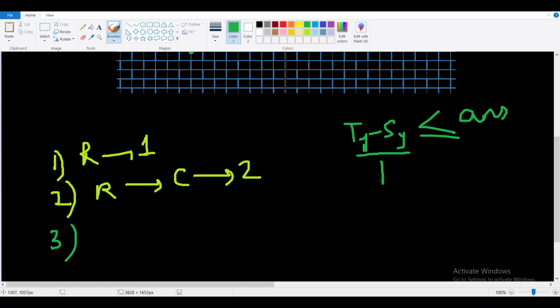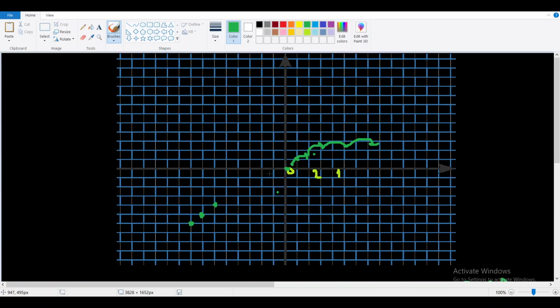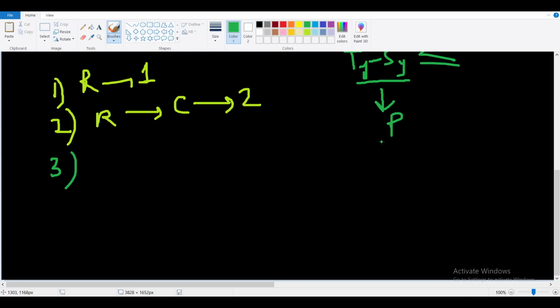So let's call this P. So in the P jumps we'll be getting, let's say we are at source X column, so we'll be getting to the source X plus P number column. Okay, so after that the destination column will be Tx. So we have to go from Sx plus P to Tx.